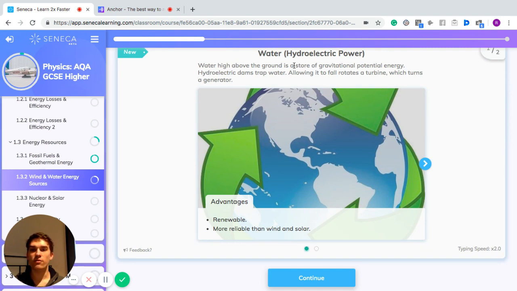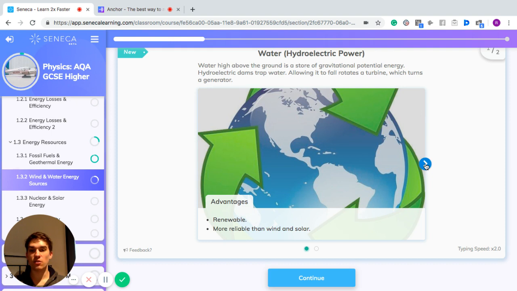is if water is high enough above the ground, basically it stores gravitational potential energy. Now, an example of this is in a hydroelectric dam, where the hydroelectric dam traps the water and then allows it to fall through turbines, which rotates turbines, and this will then turn the generator.